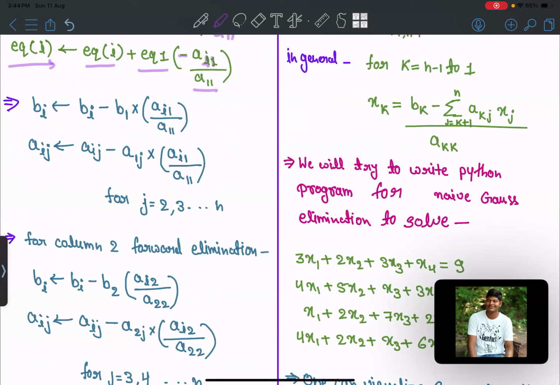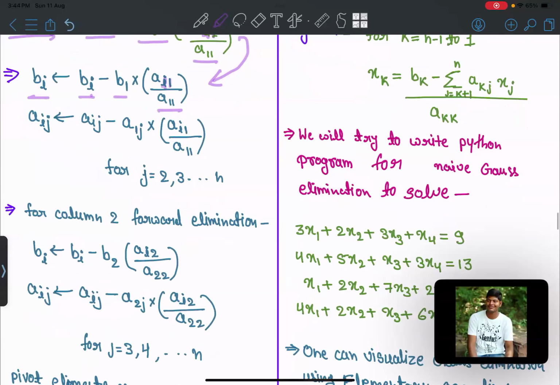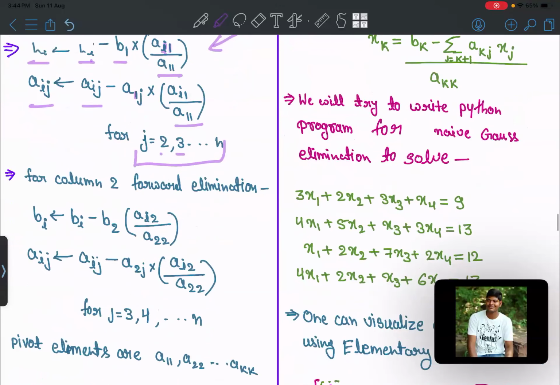And B is replaced by what? This can be represented as Bi is replaced by Bi minus B1 multiplied by Ai1 divided by A11. Aij will be replaced by Aij minus A1j multiplied by this factor Ai1 divided by A11, for j equal to 2, 3, ... n, meaning for the other columns.